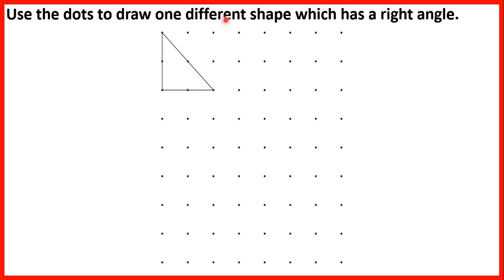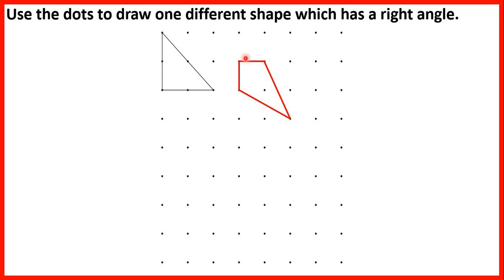Use the dots to draw one different shape which has a right angle. So in the shape that they've drawn, the right angle is this angle here, because remember, a right angle is like the corner or the same size as the corner of a piece of paper or the corner of this screen. So there are lots of possible solutions for this question.